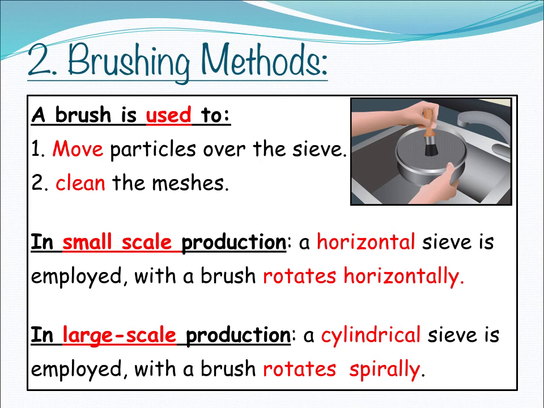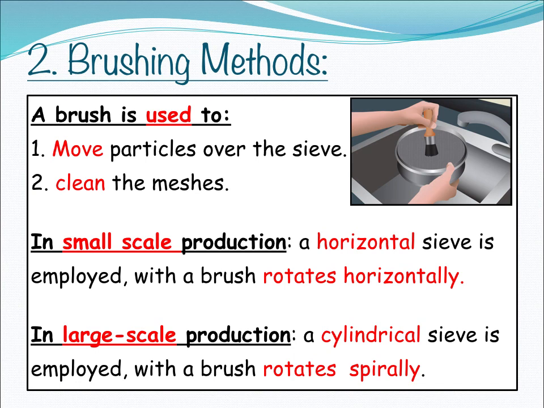The second way used to accelerate sieving is the brushing method. We use the brush to move the powder on the surface of the sieve to prevent aggregation, and even after sieving, to clean the meshes and the openings, preventing aggregation of powder in the sharp corners of the opening. We can use that on a small scale or on a large scale.